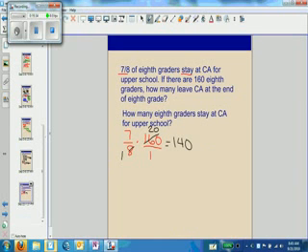7/8 stay. And we found 7/8. So that means 140 stay at Cary Academy for upper school. So we actually just answered the second question, right? So what are we going to do to figure out the first question? We're going to subtract the total amount of students minus the amount that stay to figure out the amount that leaves.